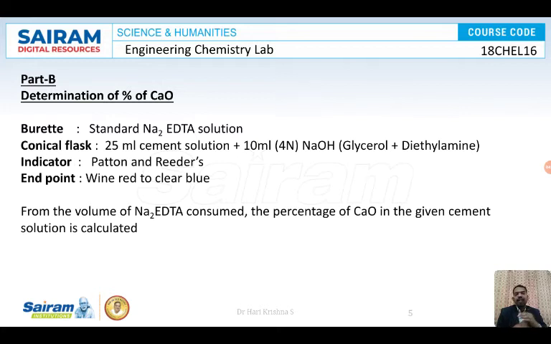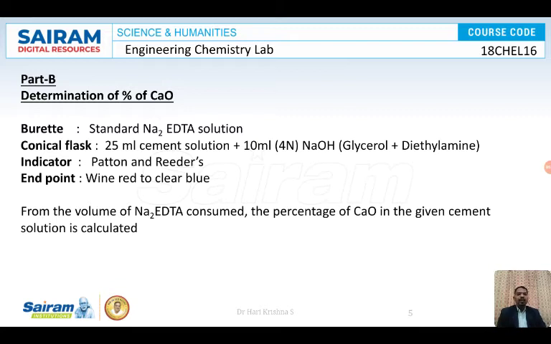Sodium hydroxide will react with magnesium and form magnesium hydroxide. Therefore, the filtrate contains only calcium now. When you add EDTA, only calcium ions will react. Glycerol is added now to get a sharp endpoint, and diethylamine is added to act once again as a buffer. The indicator is patton and reeds indicator, and the endpoint is wine red to clear blue.